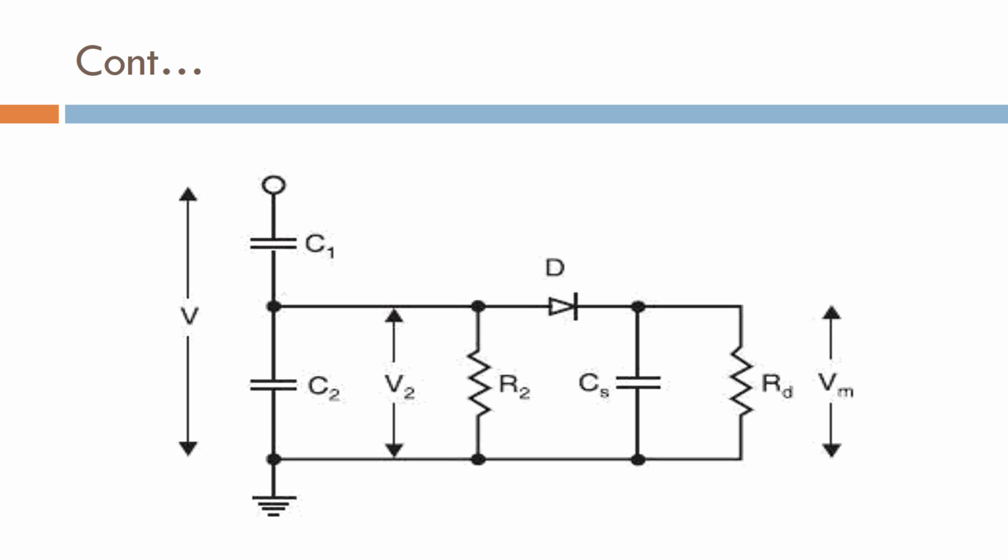So this is the circuit of the peak voltmeter. Here you can see two capacitors C1 and C2. It acts like a capacitive divider, and the voltage to be measured can be measured with the help of a voltmeter placed across this load.